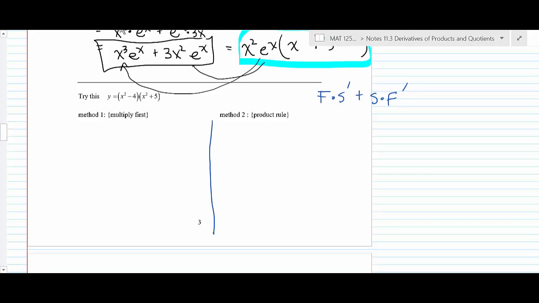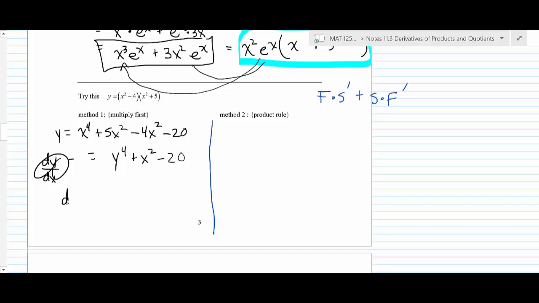Again, the way I do this, just multiply it out. If you multiply it out, make sure you did that okay. You would have x to the fourth plus 5x squared minus 4x squared minus 20. Actually, you have like terms you can put together too, I didn't see that. So that's x to the fourth plus x squared minus 20. So what's the derivative? What did you get? 4x to the third plus 2x. Is that good? Okay, all right.